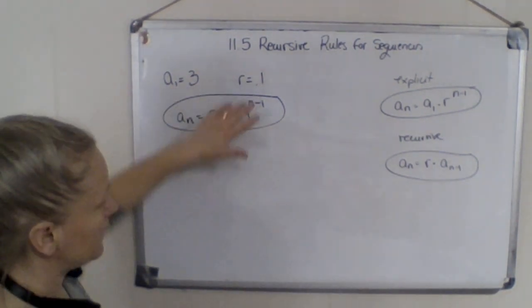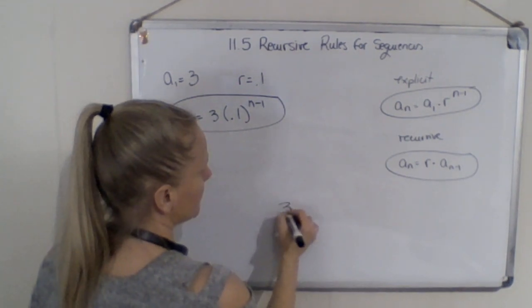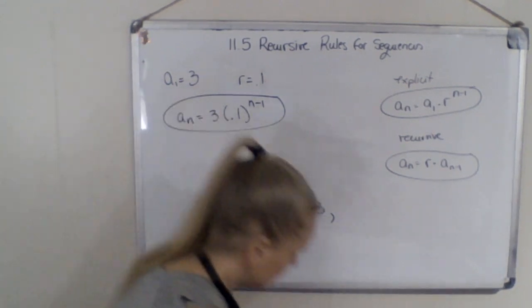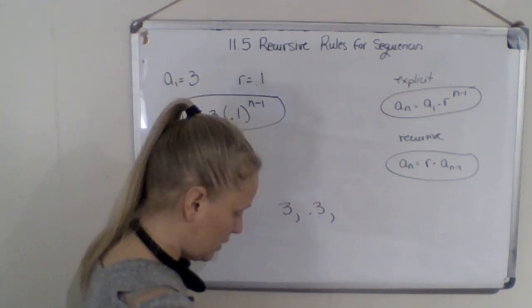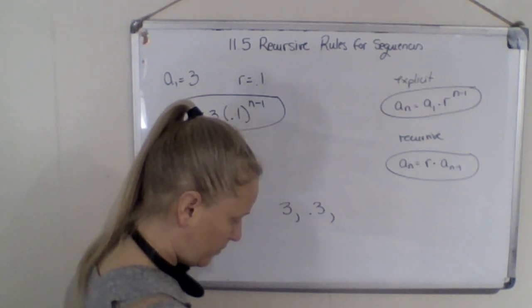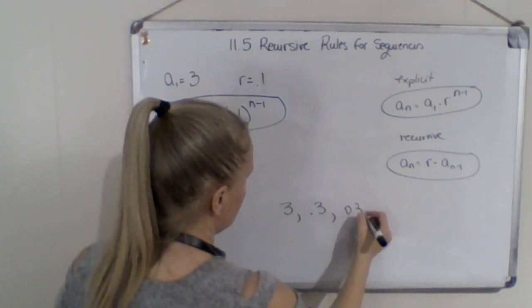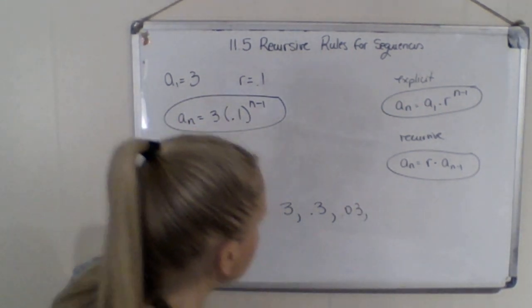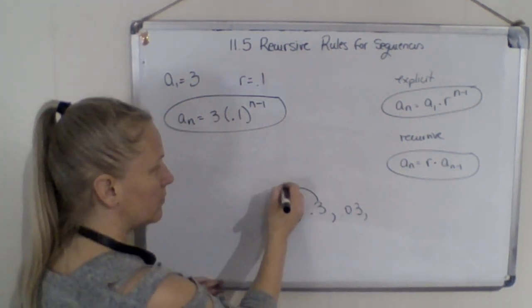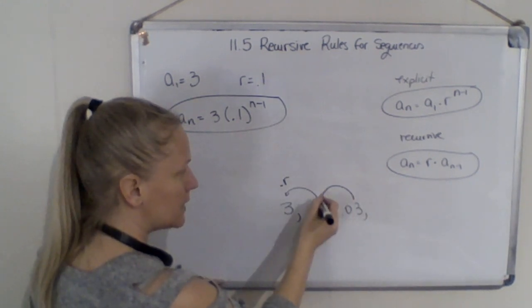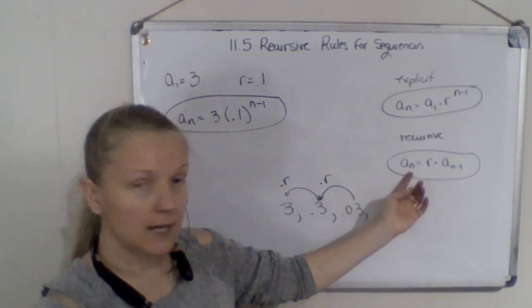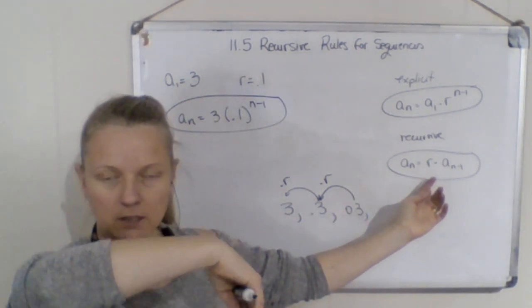So if this is my first term and that's my ratio, here's how it's going to work. My first term is 3. My next term is going to be 0.3. My next one, I actually need to use a calculator to make sure that I'm not doing this wrong. 0.3 times 0.1 is going to be 0.03 and so forth, right? So if I have to think about what this will be, it's going to be the previous term times my ratio. This one is going to be this one times my ratio and so forth. So my recursive rule for this one would be a_n equals my ratio times the term ahead of me.